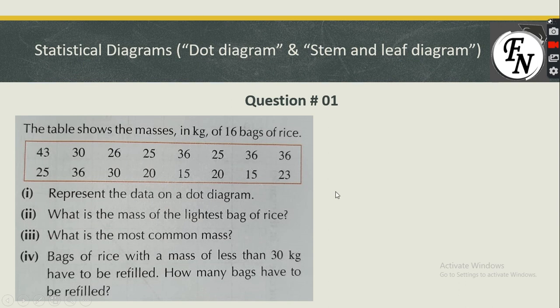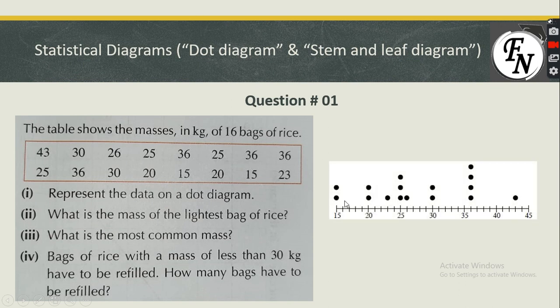So how do we draw a dot diagram? Firstly, we draw a straight line and make a number line with maybe a 5 unit gap, that is 15, 20, 25, 30, 35, 40 and 45, and I have made a mark in between them as well. So I need to represent 43 on this diagram.